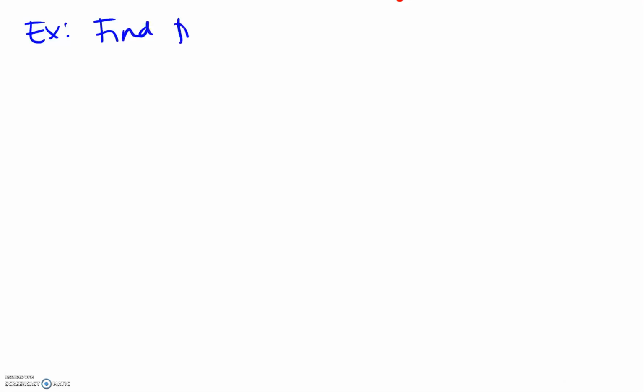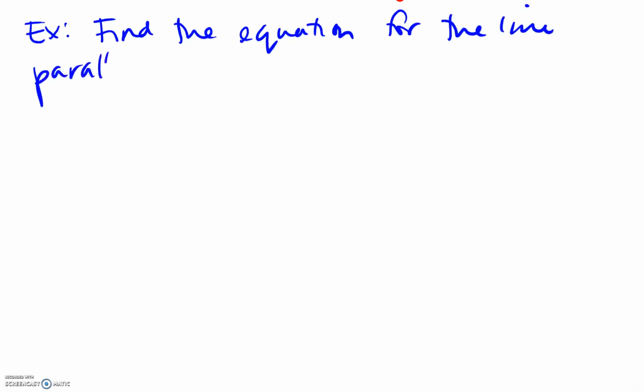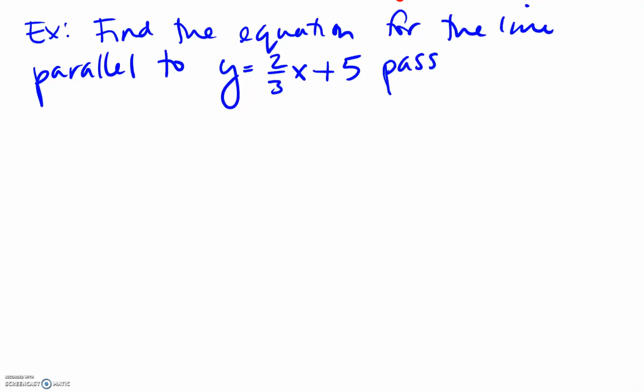Find the equation for the line parallel to y is equal to 2/3 x plus 5 passing through, and I just make up any point I want, let's say 7, 6.